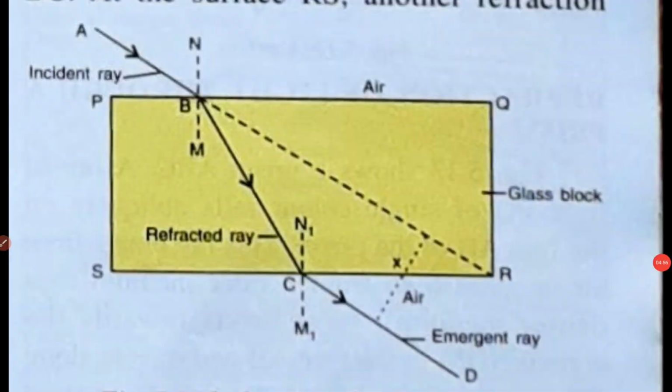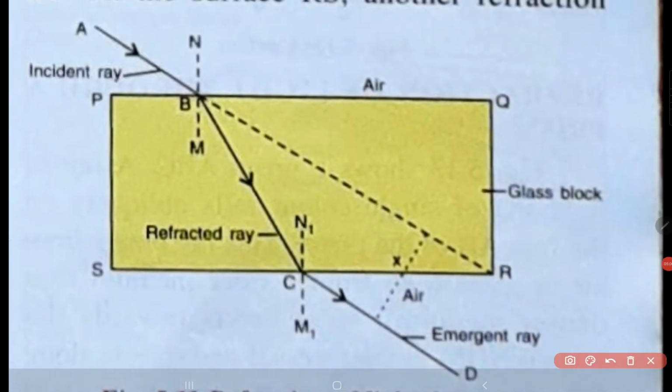So coming back to the figure, here this particular X shows the lateral displacement. I hope this is clear. Let us go to the next topic, which is the refraction through a prism. But before going to the refraction of prism, we need to know what prism is.